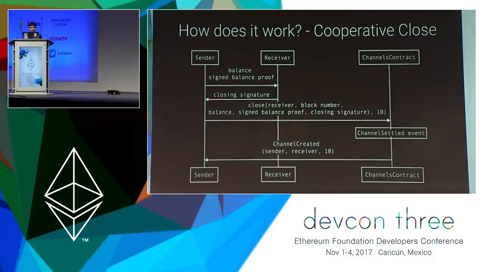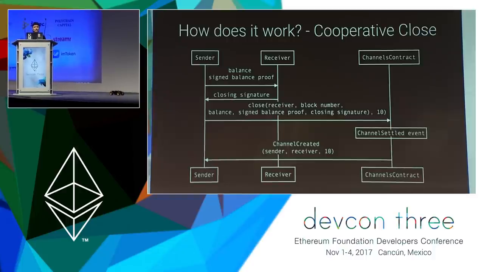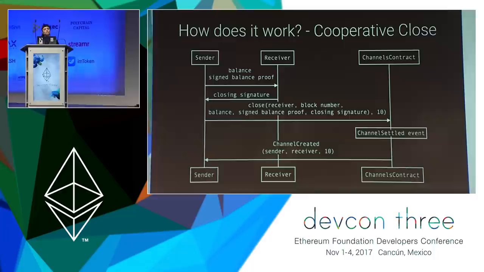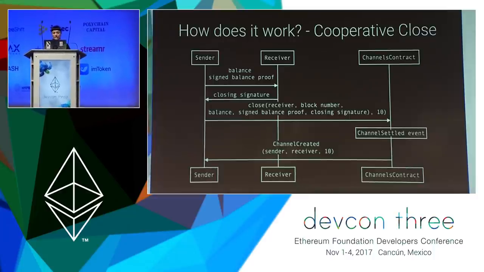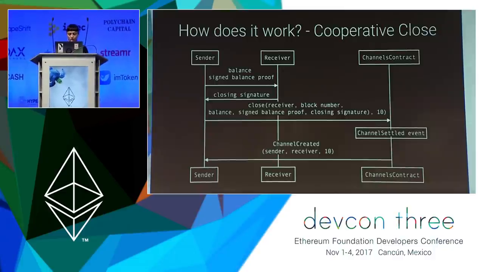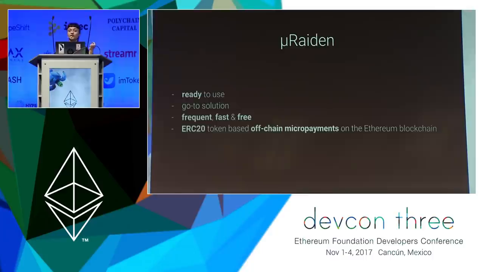I'm going to skip this very fast, maybe tell you a little bit about closing a channel. We can find ourselves in three states. One is a cooperative close, which is the best case scenario, when the sender queries the receiver for a closing signature and then closes the channel himself by providing his balance signature and the receiver's closing signature. And everything is well and good. If anything goes wrong, we have a challenge period where the channel can be closed by the receiver by providing that last balance proof saved.